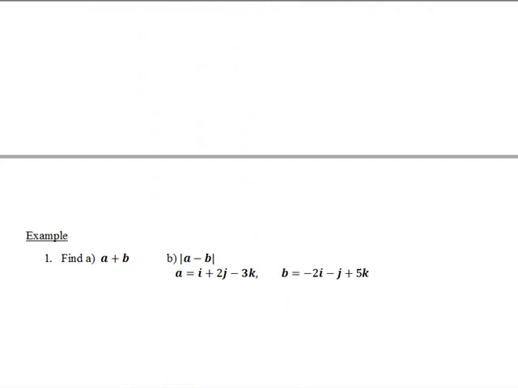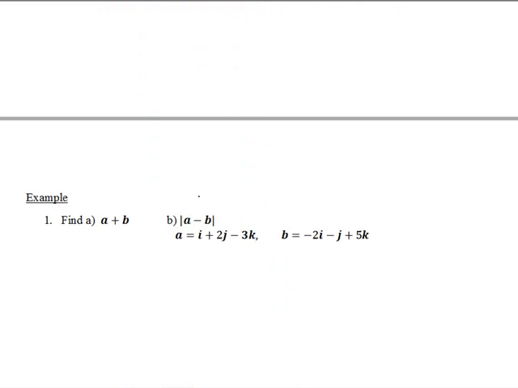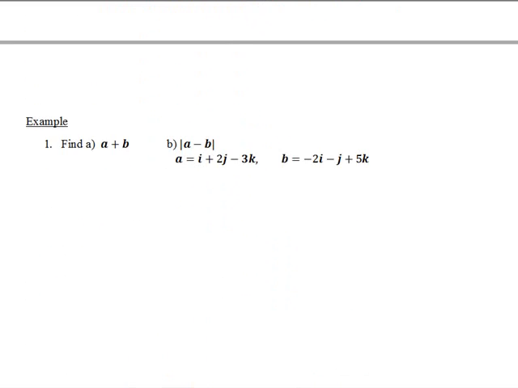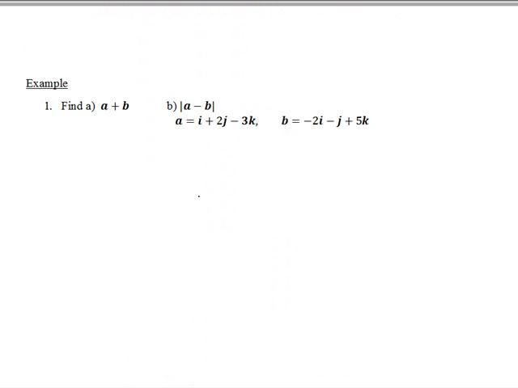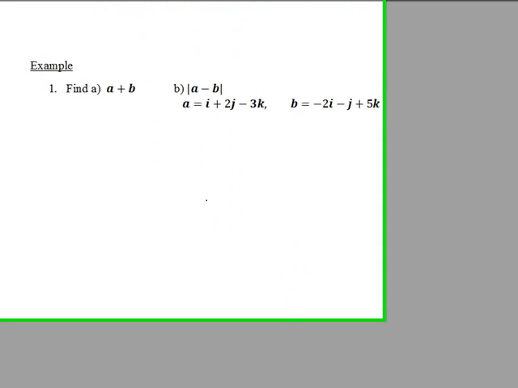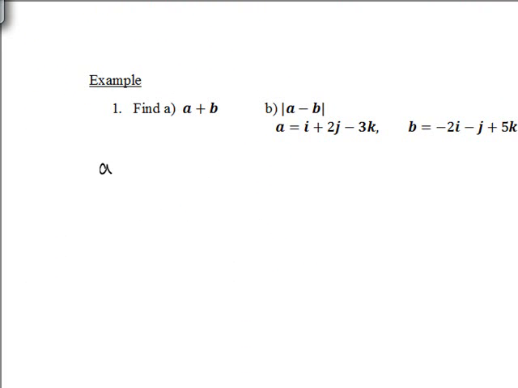Let's look at some examples using these I, J, and K things. Given A and B, as you can see there, find A plus B. So let's do that. The vector A plus B is equal, just add the two. So that would be negative I plus J plus 2K.